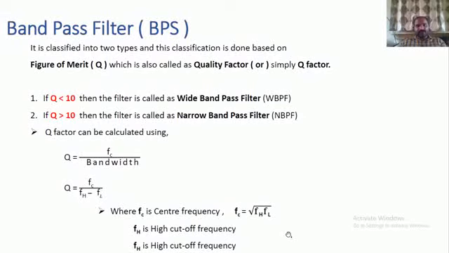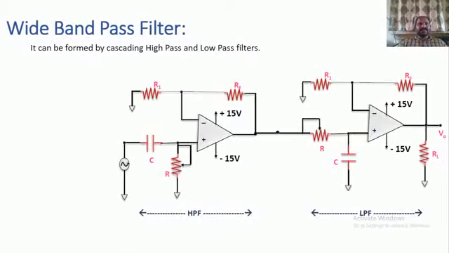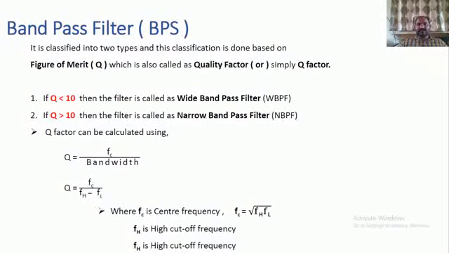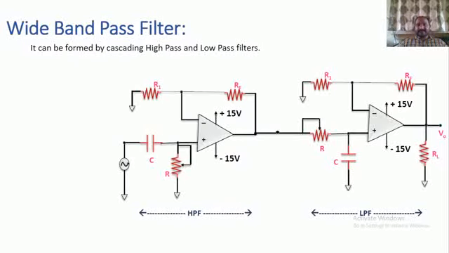This is the classification. There are two types of band pass filters: one is the wide band pass filter, another is the narrow band pass filter. Let us go for the wide band pass filter. As we have seen in the previous diagram, it is a combination of the high pass filter and the low pass filter. As per the diagram, we have the wide band pass filter response with a low cutoff frequency and a high cutoff frequency.